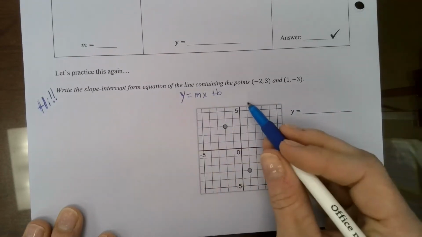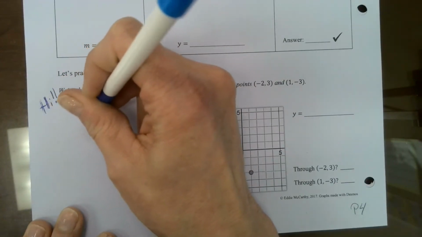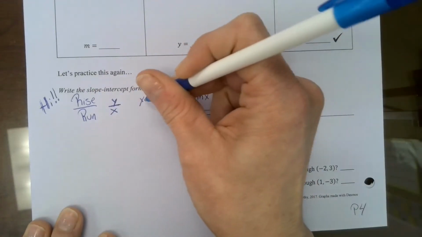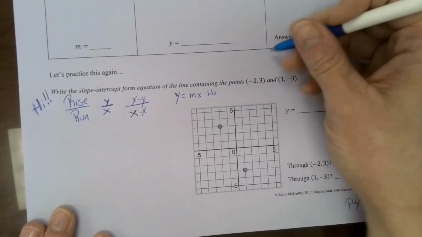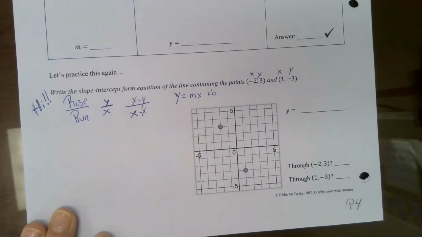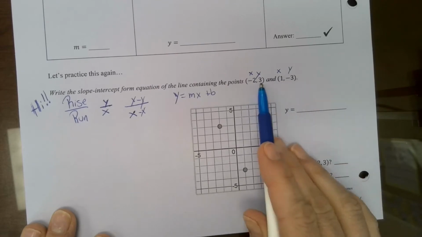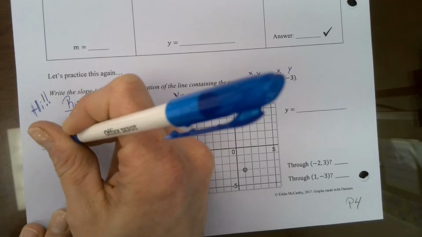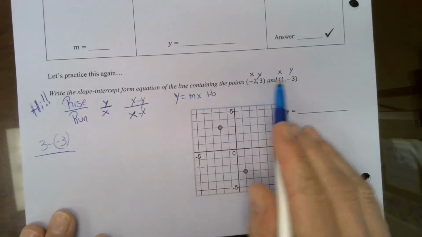First, we need to find the slope. To find the slope, we need to find the rise over the run, which is the y over the x. So we're going to have y minus y over x minus x. Like I've said before, I still need to just go ahead and write those out so I don't get confused. I'm going to do this first one minus the second one. So I have 3 minus negative 3 on top, and then negative 2 minus 1.